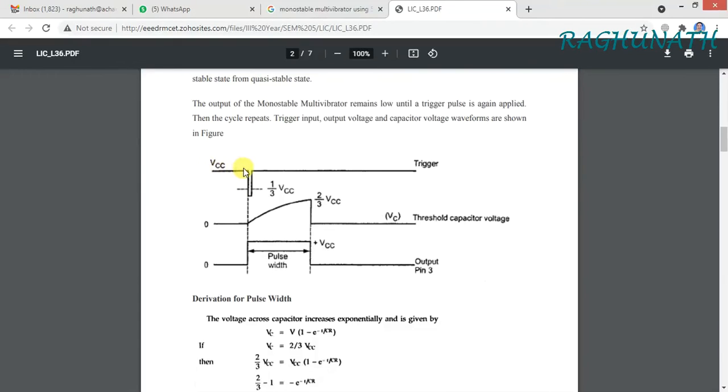Initially at 5 volts, when it goes to minus 5 volts, which is less than 1.3 volts, at that time it is going to set the flip flop. So capacitor is going to charge, and once it reaches 2 by 3rd VCC, the upper comparator is going to reset the flip flop. So output changes from high to low, and whenever you apply pulse, that time only it will go to quasi stable, otherwise it will remain in stable only. So now let us check this.